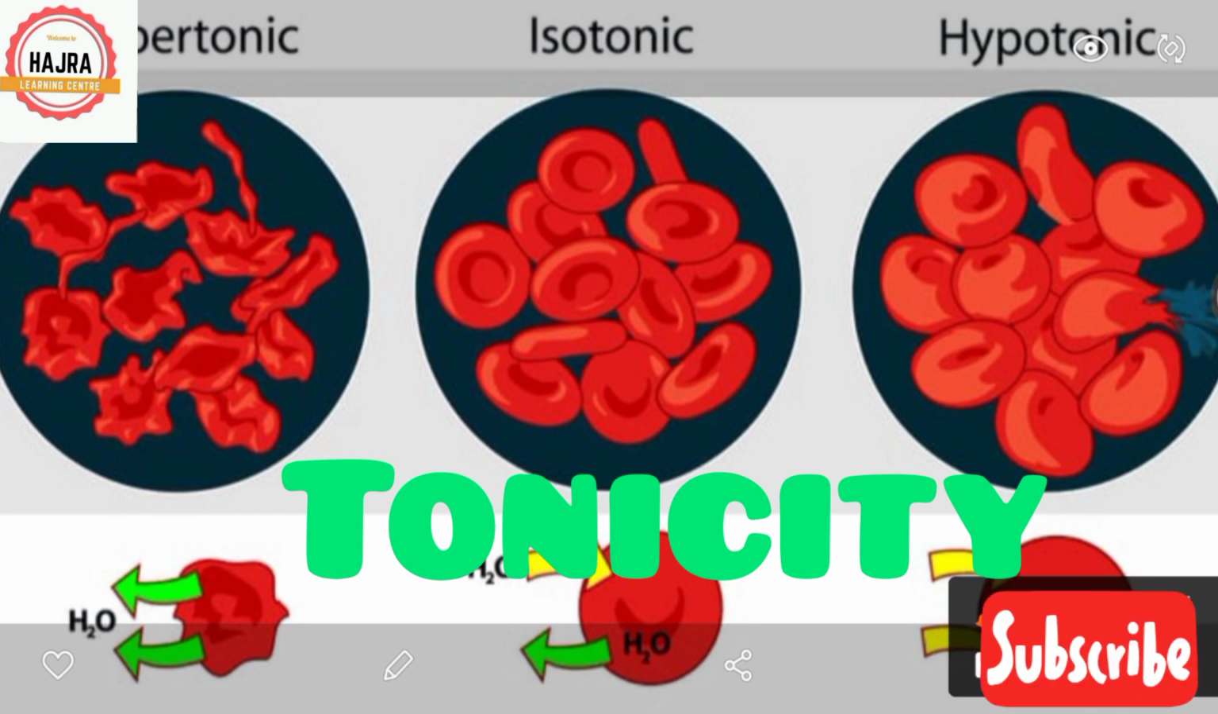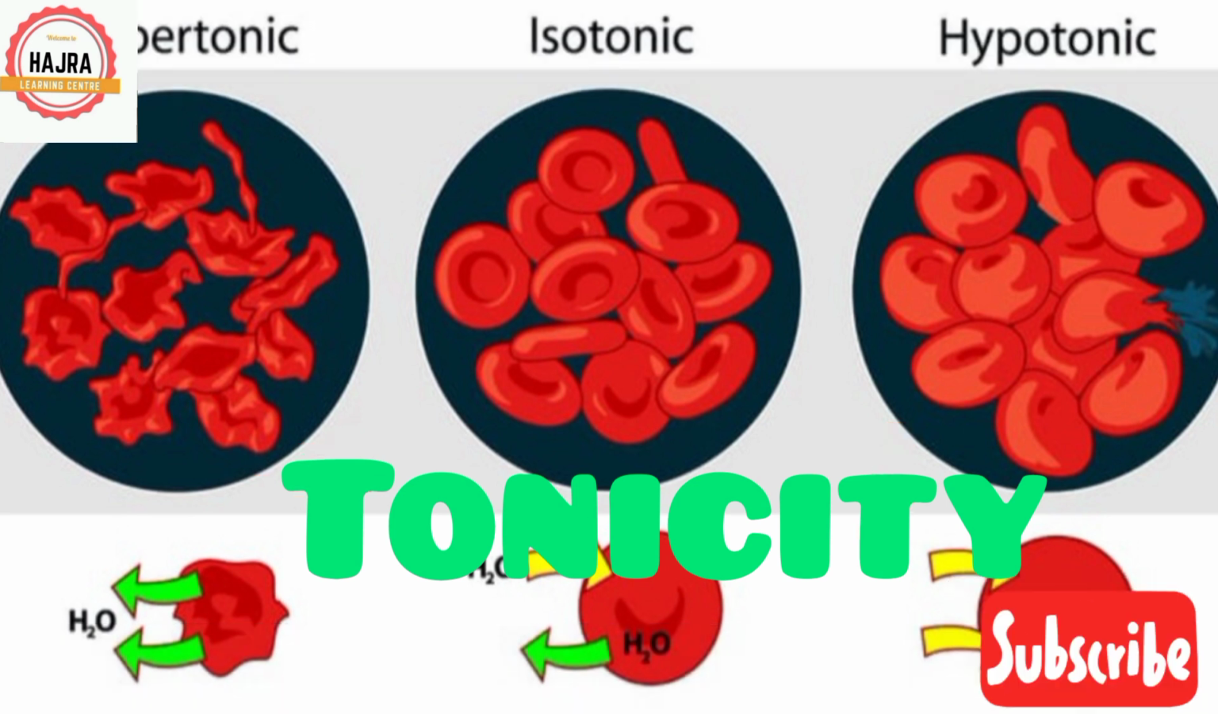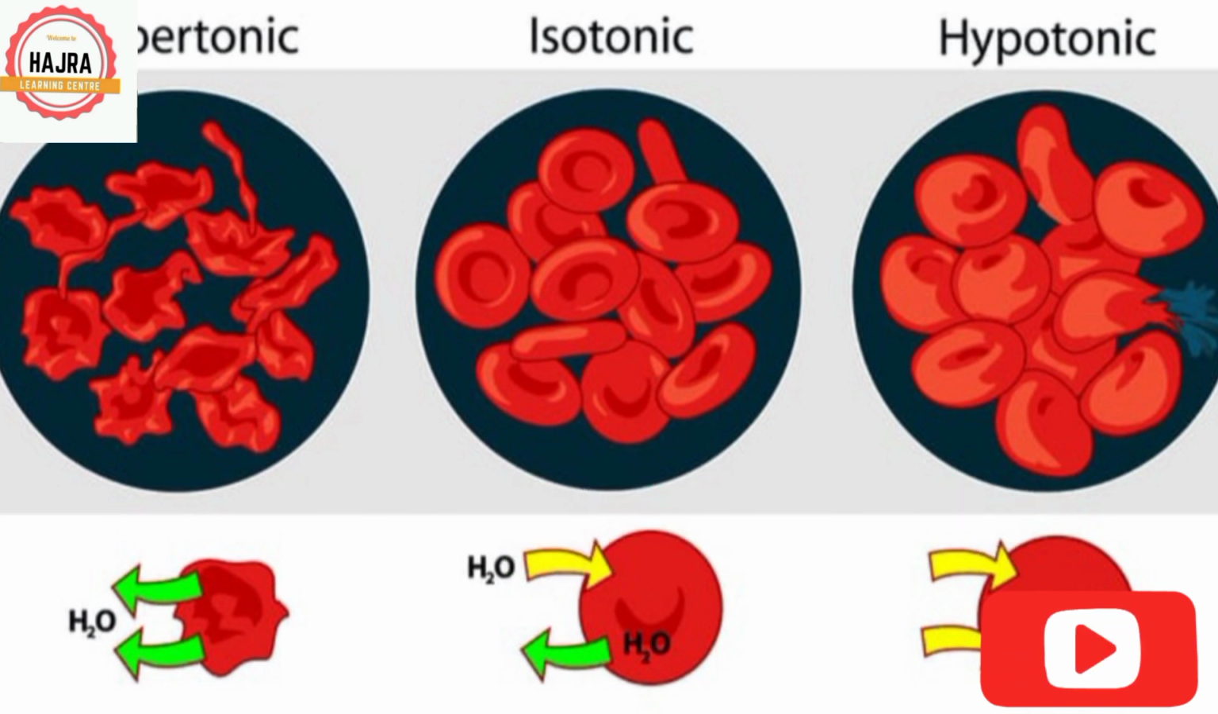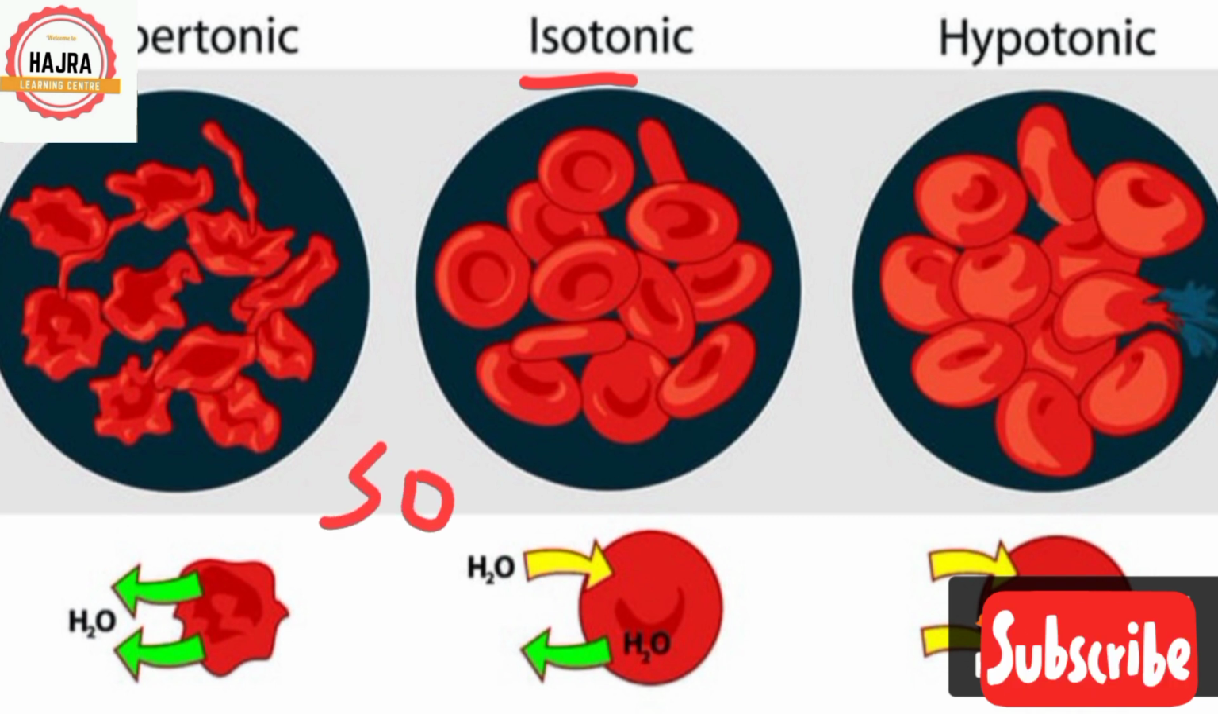Number 1, it can be isotonic. Number 2, it can be hypertonic. And number 3, it can be hypotonic. Now what is meant by isotonic, hypertonic and hypotonic? Isotonic means the amount of solute and the solvent are both in the same ratio inside and outside the cells. Iso means same, the amount of solutes and solvent.